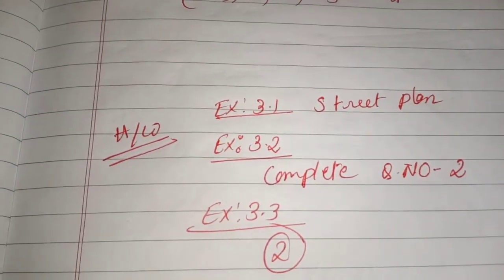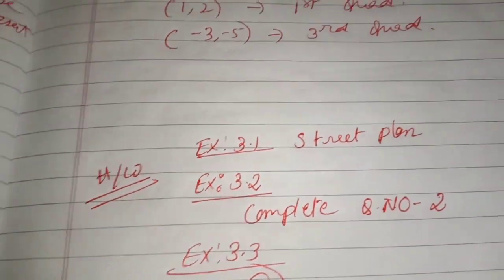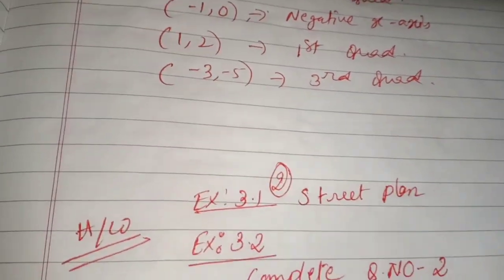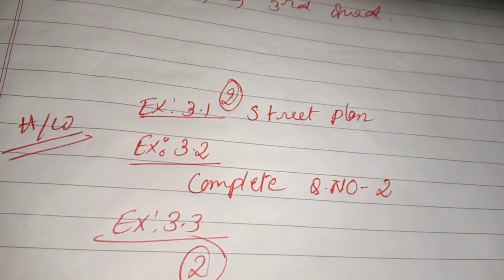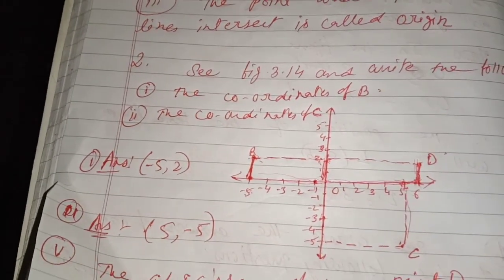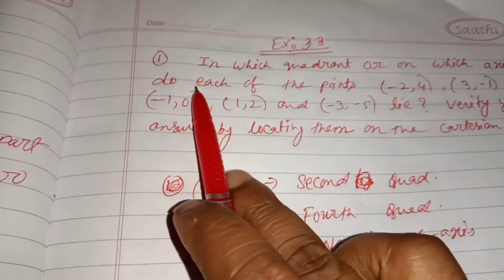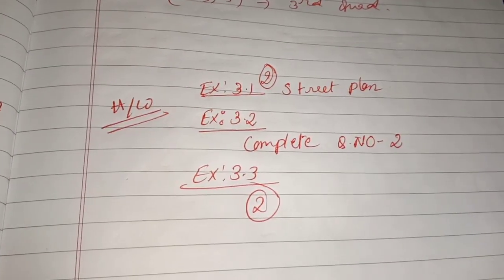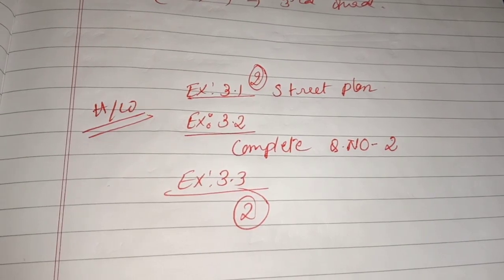These are your homeworks, like exercise 3.1, straight plane. Read the question properly. 3.1 question number 2, actually this one, question number 2. Read the question properly and try to write the answer. Then exercise 3.2, complete question number 2, because question number 2 I have not completed. There are more questions. I have done 3 from question number 2, so complete it. And exercise 3.3, question number 1 I have done. There is one more question, so question number 2 you can do. Thank you. In the next class I will come with a new chapter. Okay, thank you so much.